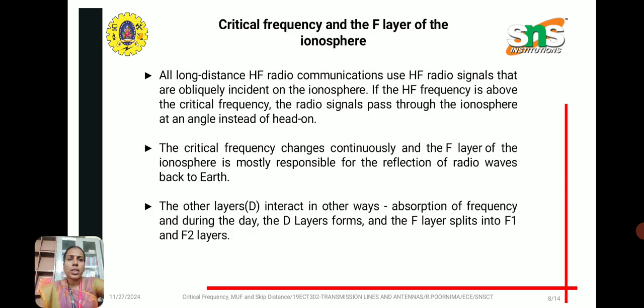Next, critical frequency and the F layer of the ionosphere. All long distance high frequency radio communication uses high frequency radio waves that are obliquely incident on the ionosphere. If the high frequency is above the critical frequency, the radio signal passes through the ionosphere. The critical frequency changes continuously and the F layer of the ionosphere is mostly responsible for the reflection of the radio waves. The other layers interact in other ways. Absorption of frequency: during the day, the D layer forms and the F layer splits into F1 and F2 layers.